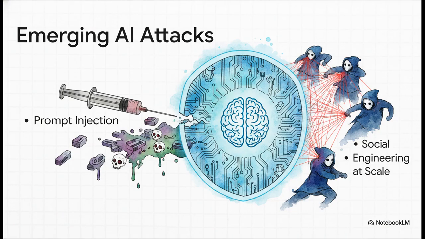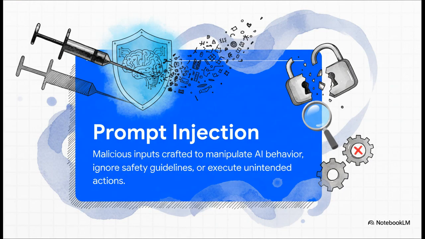And this brings us to a whole new battlefield of security threats. We're not talking about your run-of-the-mill malware here. No, we're talking about really sophisticated attacks designed specifically to fool AI systems. Things like prompt injection or even social engineering that's been supercharged by AI. It's a different ballgame.